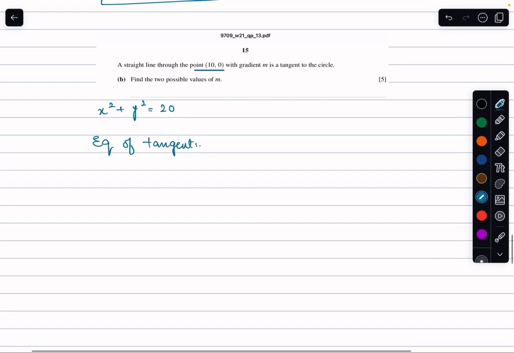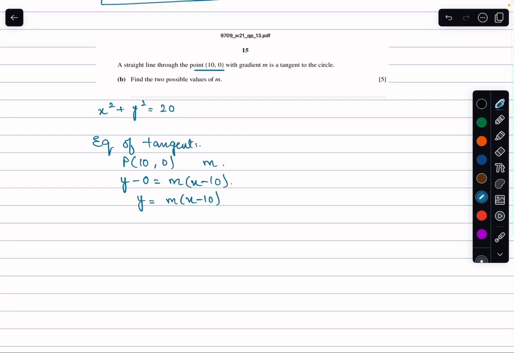So the second part says that there is a straight line through the point which is (10, 0). So there is a point on the tangent which is (10, 0), and it has the gradient which is m. It's a tangent to the circle, so find the two possible values of m. So from here at least I can get the tangent equation, and I can say it's y minus 0 equals m times x minus 10, or y equals m times x minus 10. So this is the tangent equation on the given circle with equation x squared plus y squared equals 20.